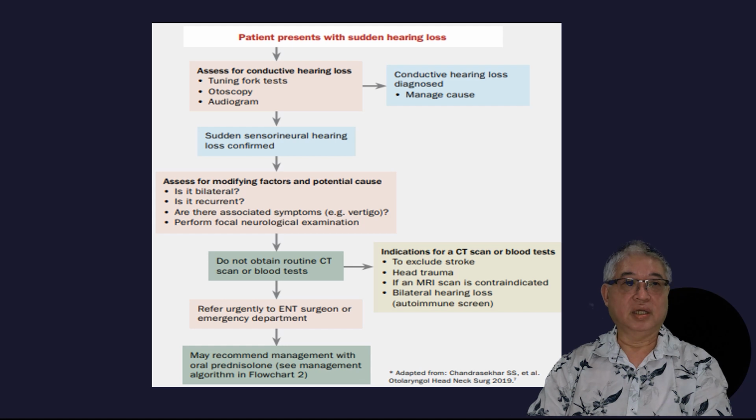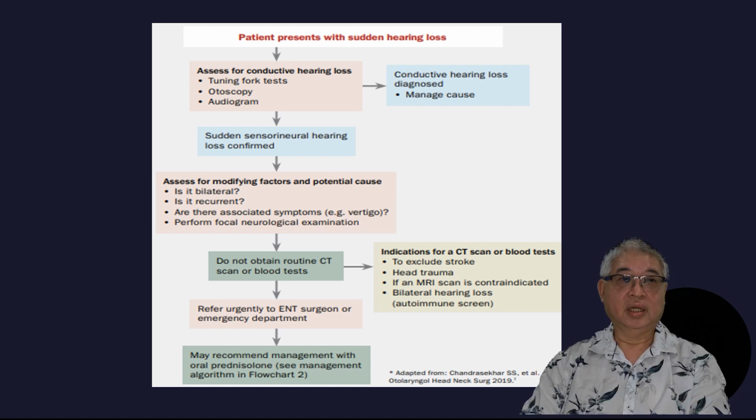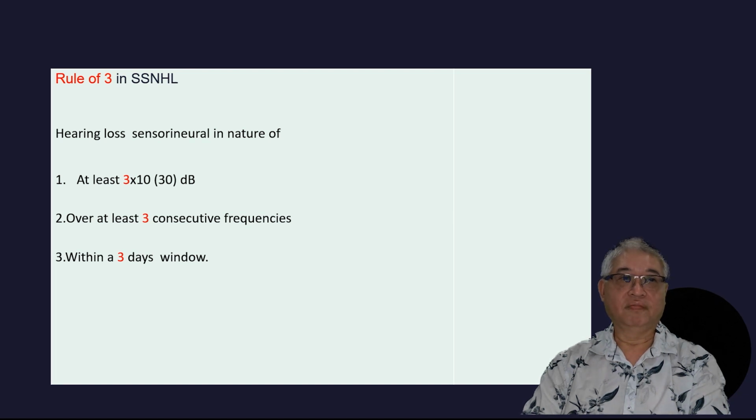This is an algorithm of approach to sudden hearing loss, but this is obviously used when the patient is available to come in and do otoscopy, tuning fork test and audiogram. The 5-step approach is my approach to any patient with sudden hearing loss and for any other complaints in primary care consultations. And these are the rule of 3 in sudden sensory neural hearing loss: 30 decibels, 3 times 10, about 3 consecutive frequencies, and within a 3-day period.